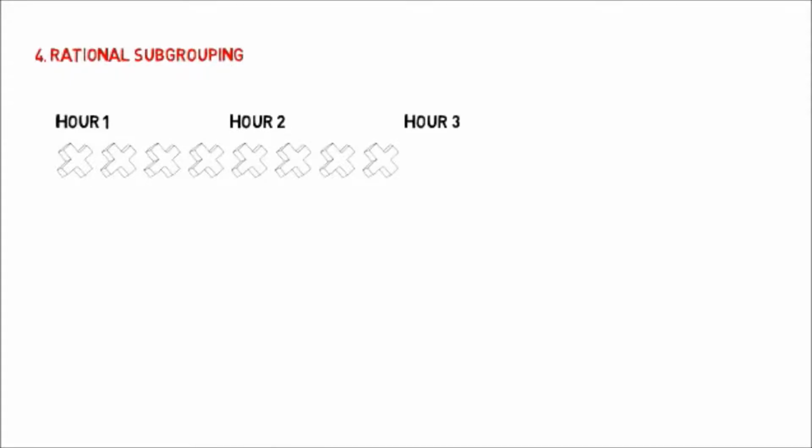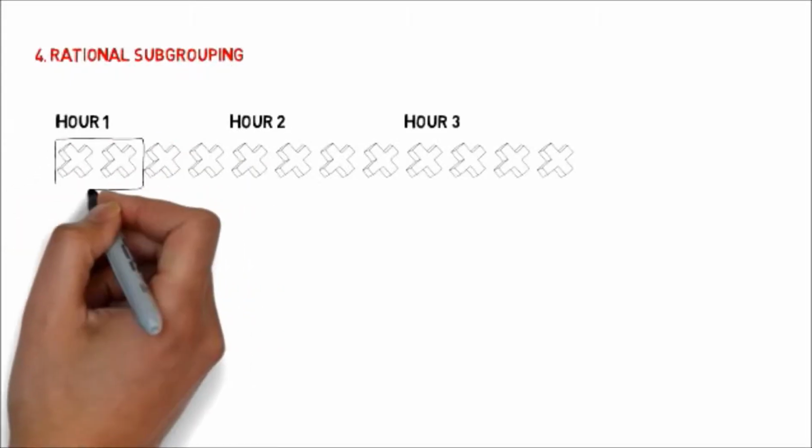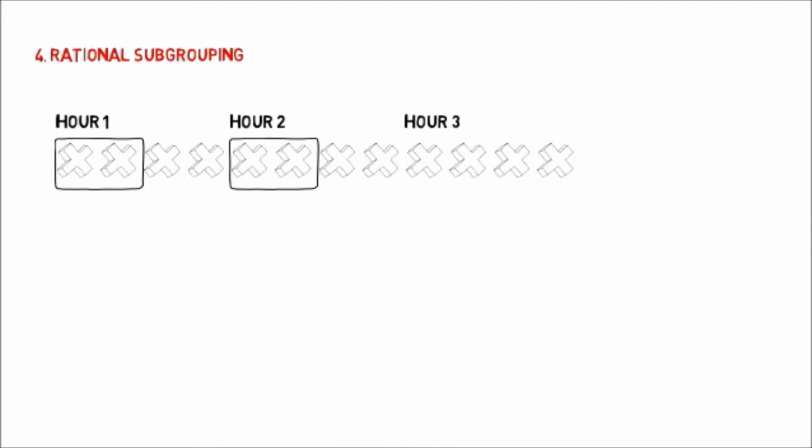Rational subgrouping is a sampling strategy for process studies. It's usually used to collect data for statistical process control and control charts. An example of rational subgrouping is to take samples at various times of day, and we choose to take 2 observations every hour. Collecting this data helps us to identify 2 sources of variation: variation within the hour and variation across the hours.